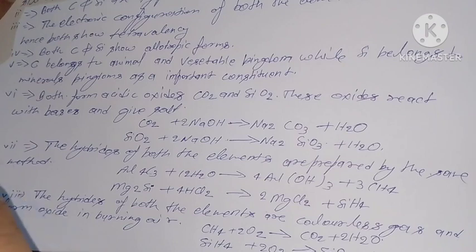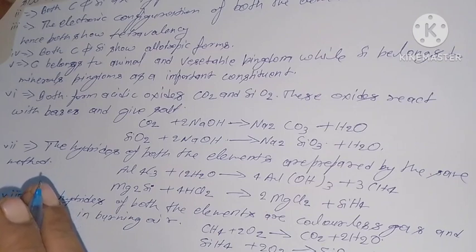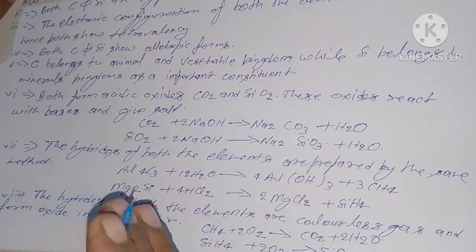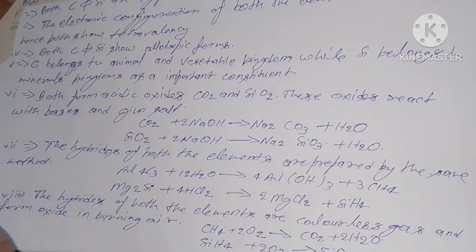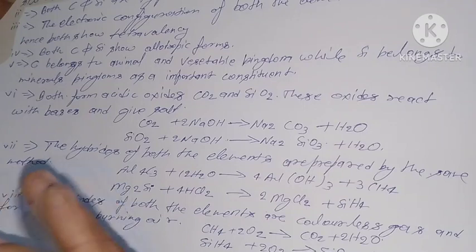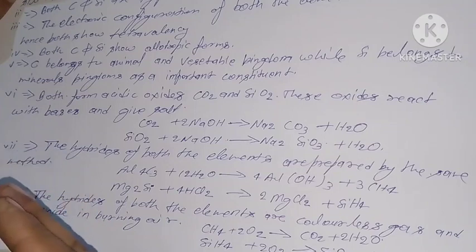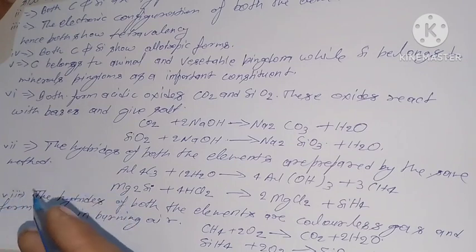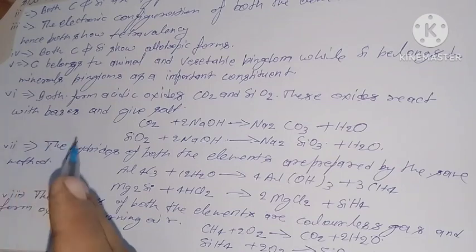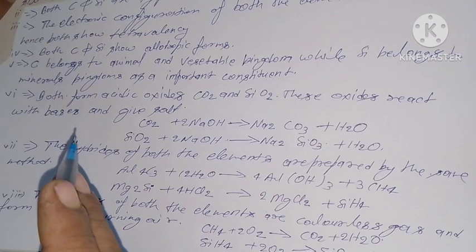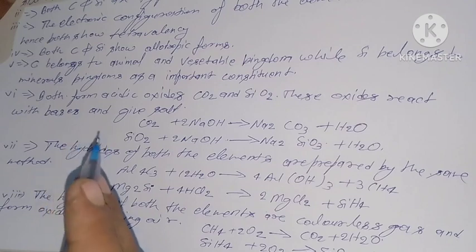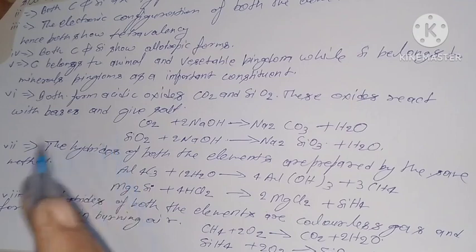And similarity. Both occur in nature abundantly. Carbon is the principal constituent of plant and animal bodies. All rocks and minerals, clay and soils are built up of silica and silicates. Both carbon and silicon are typical nonmetals. The electronic configuration of both elements is ns2 np2, and both show tetravalency. Both carbon and silicon show allotropic forms. Carbon belongs to the animal and vegetable kingdom, while silicon belongs to the mineral kingdom as an important constituent.